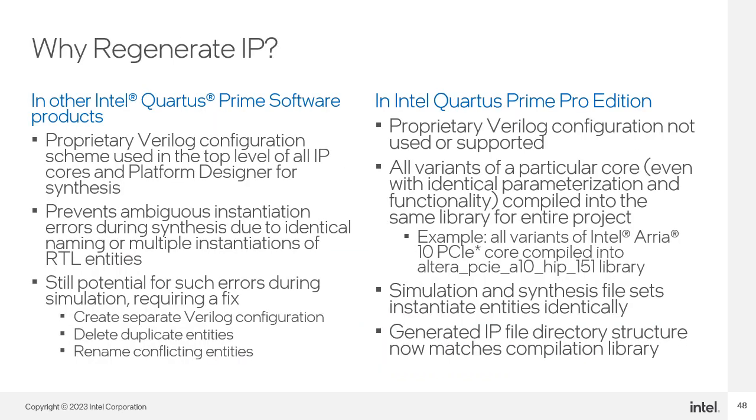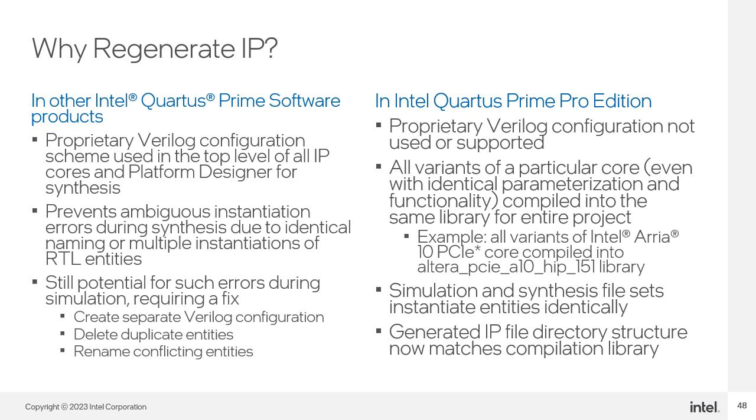So why is it necessary to regenerate IP when migrating to the Intel Quartus Prime Pro Edition? Besides the usual reasons for regenerating IP when moving to a new version of the software, such as updated and enhanced timing models, the Pro Edition uses a new scheme for IP core management. In other Quartus software products, a proprietary Verilog configuration scheme is used in the top level of all IP cores and Platform Designer system designs.